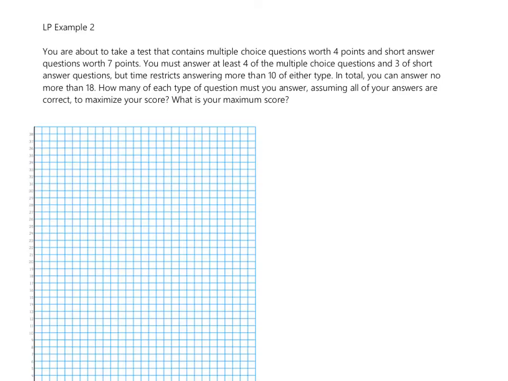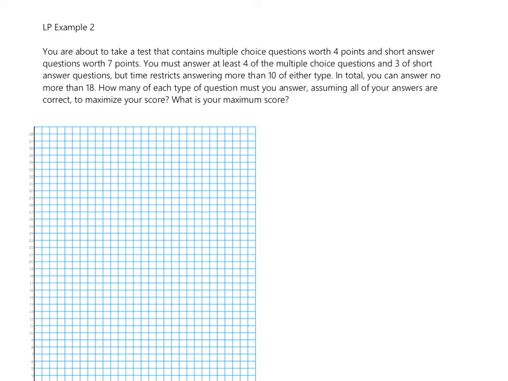So let's look at this next example where it says you're about to take a test that contains multiple choice questions worth 4 points and short answer questions worth 7 points. You must answer at least 4 of the multiple choice questions and 3 of the short answer questions, but time restricts answering more than 10 of either type. In total, you can answer no more than 18. How many of each type of question must you answer, assuming all of your answers are correct, to maximize your score? And what is the maximum score?